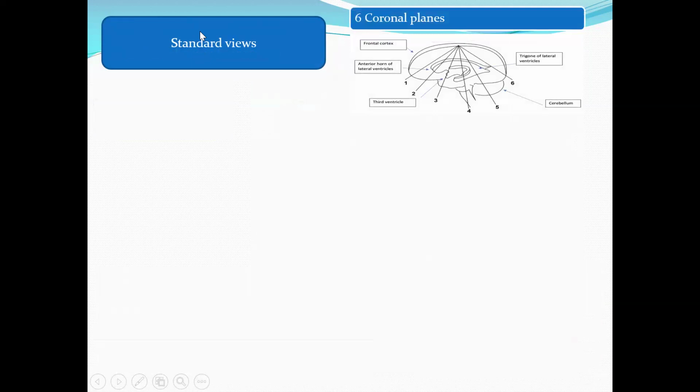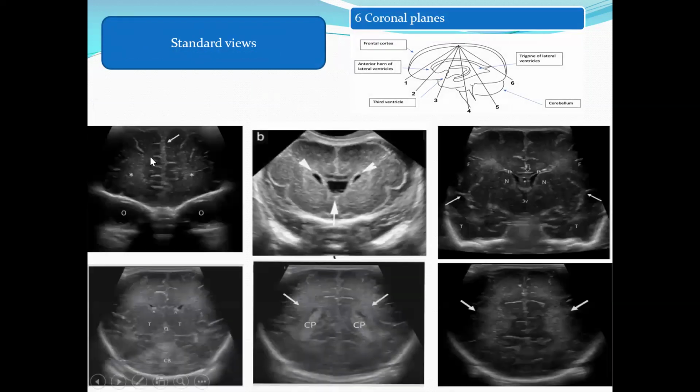We have at least 6 coronal planes to get, passing from the frontal horn till the occipital horn, passing through the anterior horn of the lateral ventricle, then through the third ventricle, then the body of the lateral ventricle, then the trigone, and last the occipital horn.